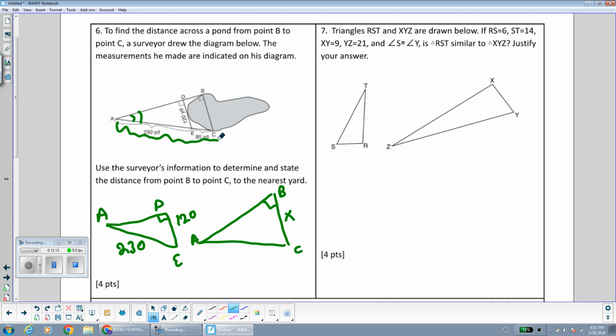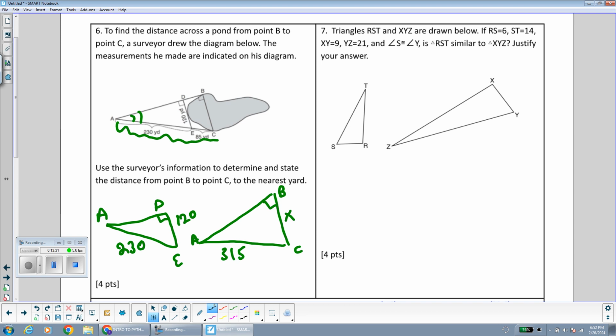A lot of people were using 85 in their proportions. 85 is not a side of either of the triangles. That's why it's a really good idea to draw the triangle separately. You got to be implementing all of these strategies that we talk about in class. Those strategies are there for a reason to help us avoid making mistakes.